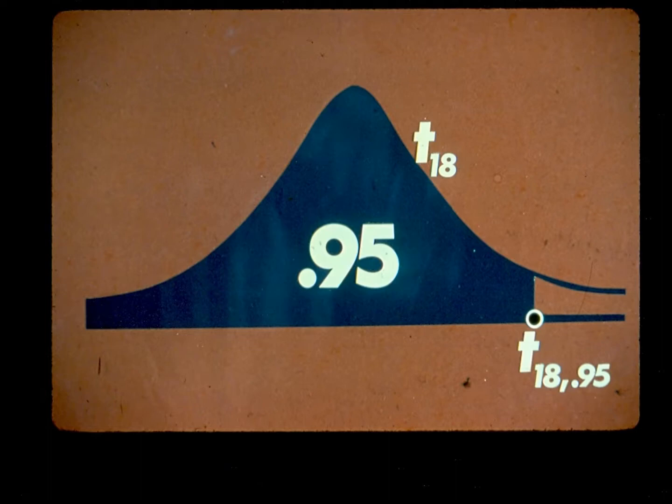Since notationally speaking, we need to identify both the degrees of freedom and the percent in order to specify the percentile, we generally use 2 subscripts to identify the percentile. Thus, in this example, the percentile is denoted as t sub 18, .95, where 18 denotes the degrees of freedom and 0.95 denotes the proportion or percent.